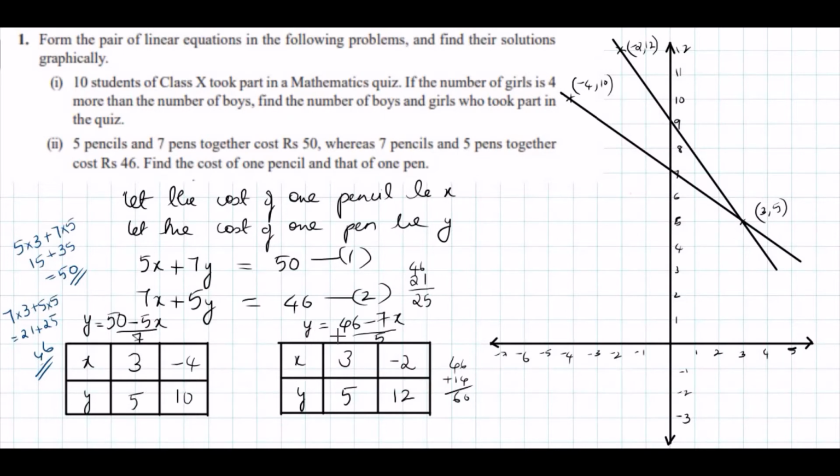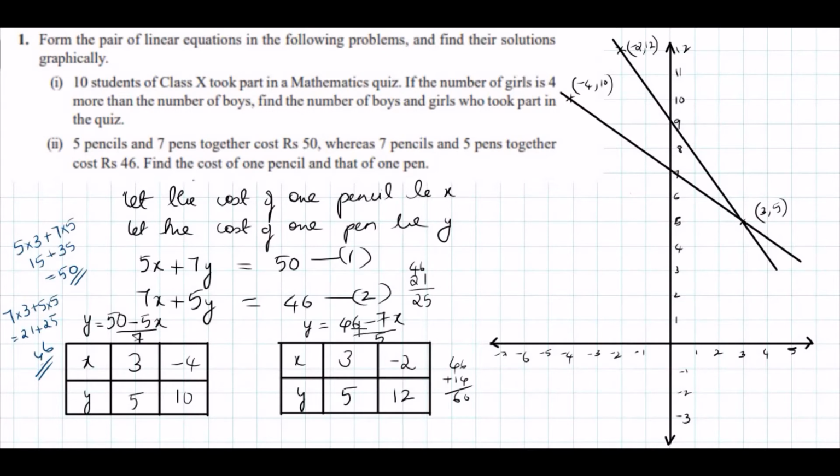Now, in this case, for the second equation, when you write y in terms of x, you get 46 minus 7x by 5. Similar way, I have not taken the value of x as 0 because when I take x as 0, I get 46 by 5, which will be a decimal value. So it's better you take values like 3 and minus 2 so that you get a number that is easily divisible by 5. So here 46 minus 7 into 3. 7 into 3 is 21. So 46 minus 21 is 25. So 25 by 5 is 5.